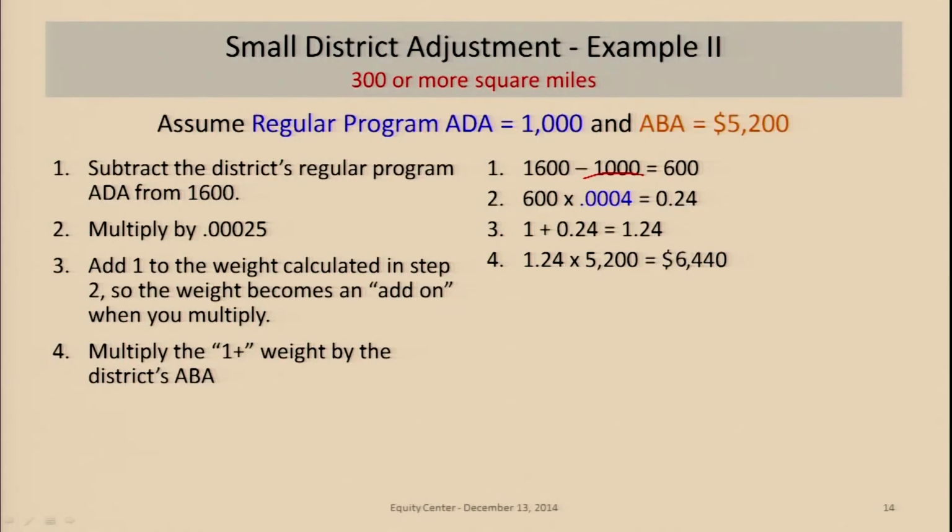But you go through the same process. The only difference is instead of multiplying by that 0.00025, you multiply by 0.00304, a bigger number.